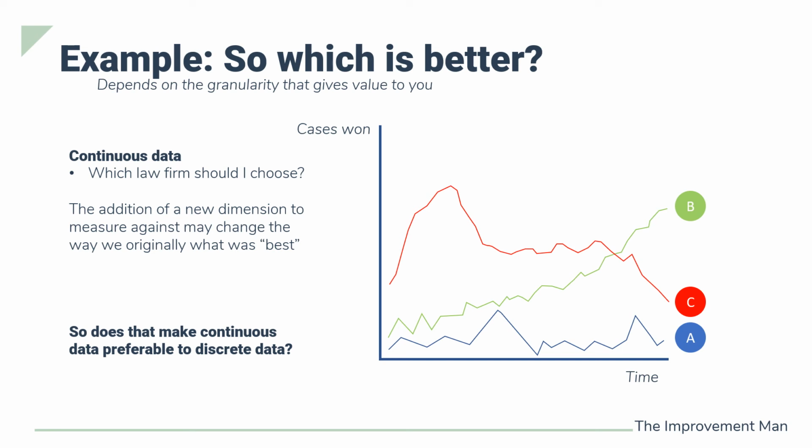And finally, firm B looks like our initial hunch, they've got the highest win to loss ratio. When we add the aspect of time, we can see they're on the upward trend, meaning they're winning more and more cases. Actually, that reaffirms our confidence in them, and is probably the law firm that we're going to choose.